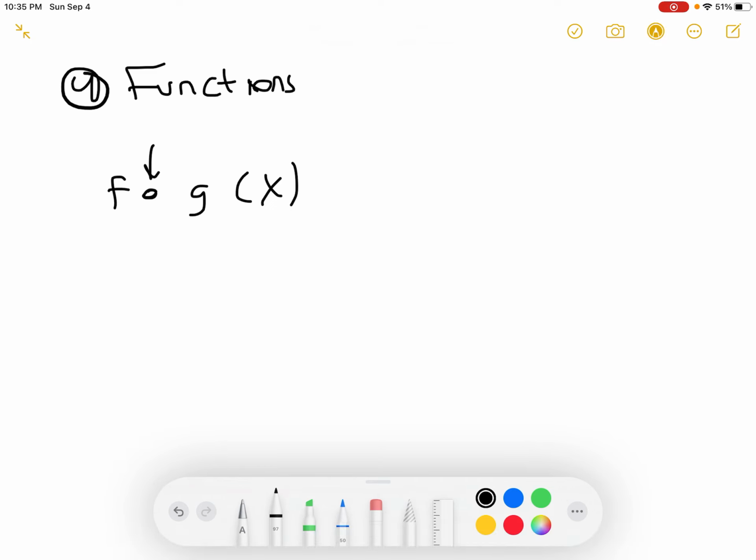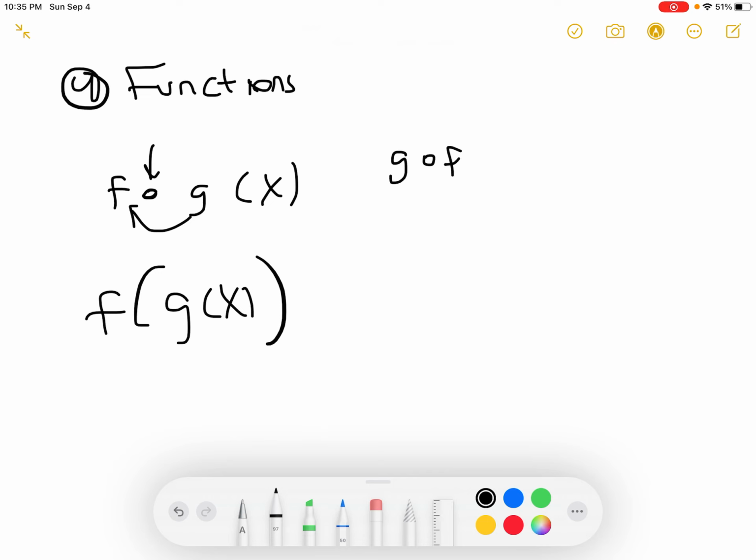That's not an O. What that means is that you're actually doing this. You put the G and the F. If it was this, then it would be the F and the G. So you might think, I still don't get what that means. Well, here's what I'm talking about.